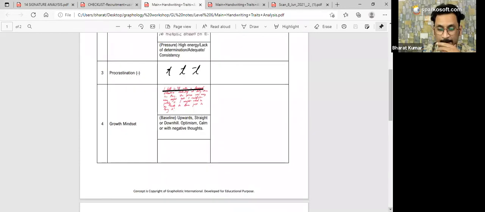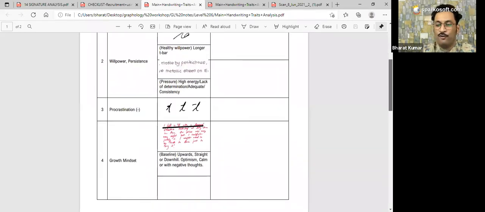Now, growth mindset. Take a few written lines and check the baseline. Are all baselines upwards, straight or downhill? If lines are upwards, the person has optimistic behavior. If lines are straight, the person is calm in nature, and if lines are moving down, it is a negative thought. In this way, you will write the growth mindset. If lines are moving up, you will write the person is optimistic and hopeful, with a positive attitude. You should select this person. If straight lines, very cool-minded, also good for your company. But if baselines are moving downside, it is a negative attitude, negative thought. That is not good for any company or workplace. So in this way, you will write your analysis in the extreme right. And then in the end, you will decide whether you should select the person or not.